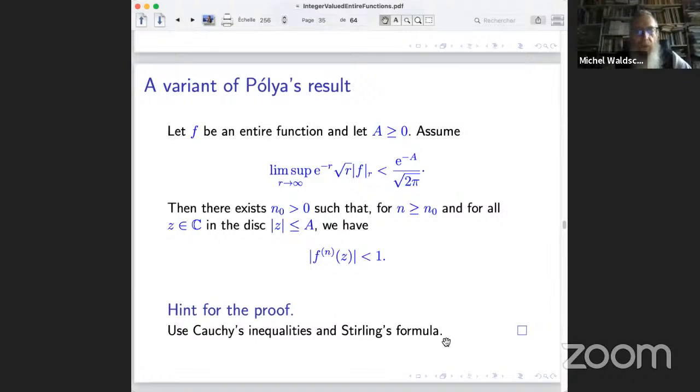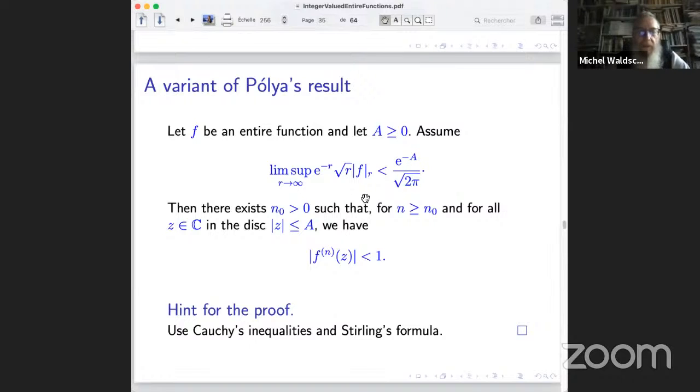So the variant is the following. I will use it later. You take an entire function f. You assume that a is greater than or equal to 0, and that the lim sup of exponential minus r square root of r fr is less than exponential minus a divided by square root of 2 pi. You can take a equals 0, you have 1 over square root of 2 pi, which was the case of Polya. So the difference is that here we put exponential minus a.